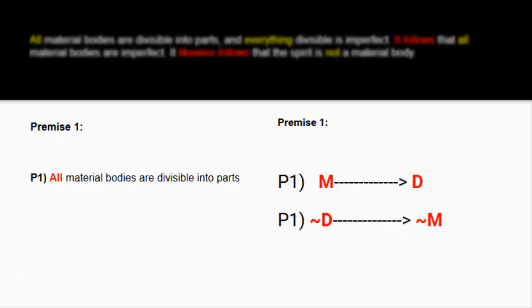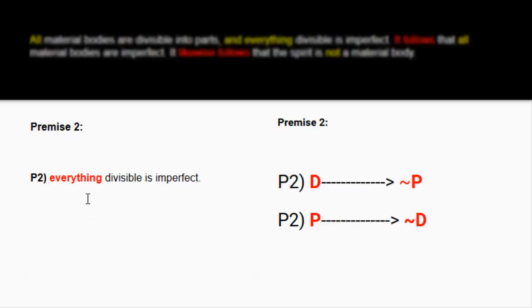Let's go to premise 2. Everything, again, this is an all statement. "All" is functionally the same as saying everything. If it is divisible, it is imperfect. Anything that is divisible is imperfect. They all mean exactly the same thing. So we can say D, arrow, not perfect, so just not P, and then flip and negate, so you have P, arrow, not D. Okay, we're done with that.